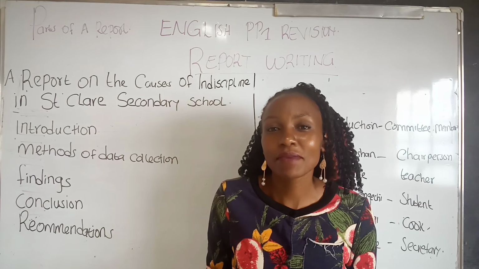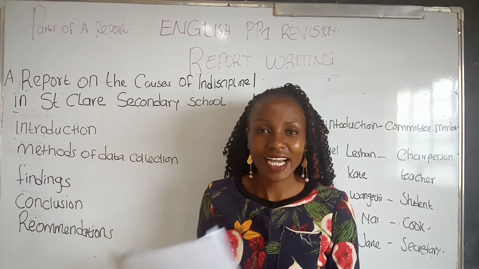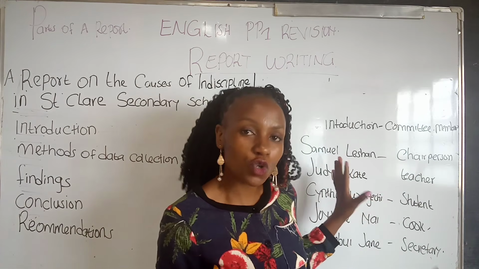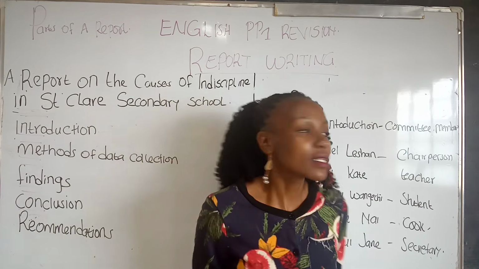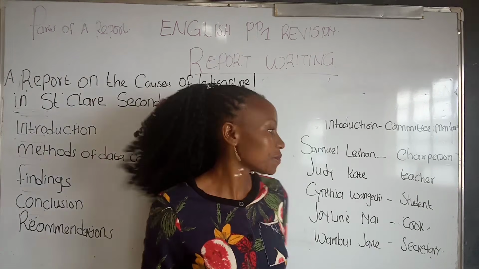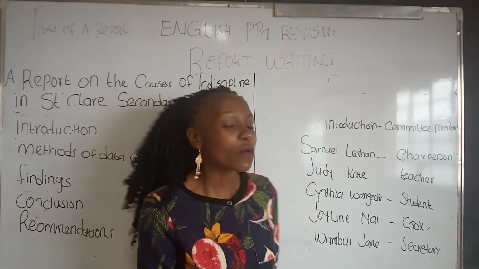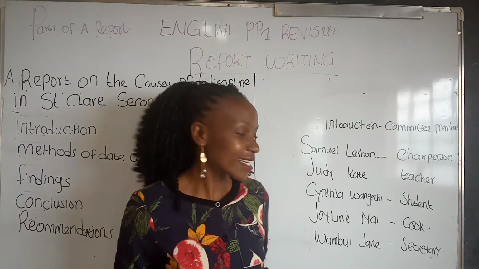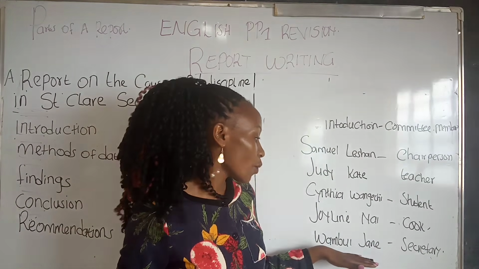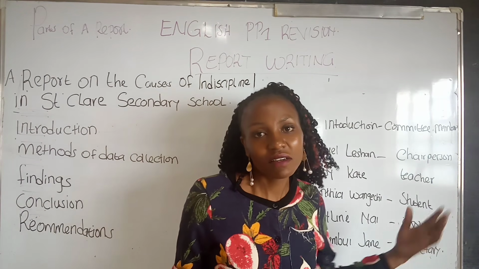The part that is remaining is the members of the committee. The following were the members of the committee. And when it comes to the members of the committee, we have to give their two names and their post. 1, we have Samuel Lesham, chairperson. Judy Kate, teacher. Cynthia Wangechi, student. Jeline, cook. Wambui Jane, secretary. You can have like 7 members, but not 2 or 3.